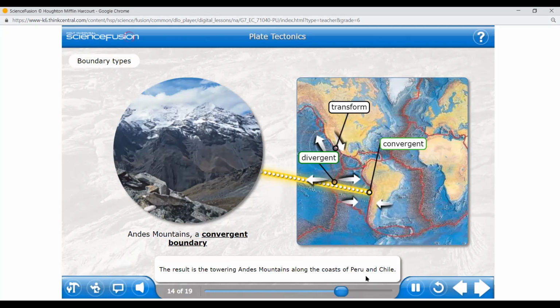Okay, so Peru and Chile, these coasts are because of convergent boundaries. They come together and they form mountains.